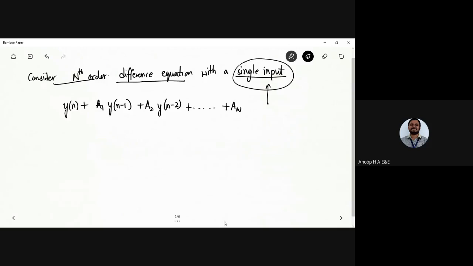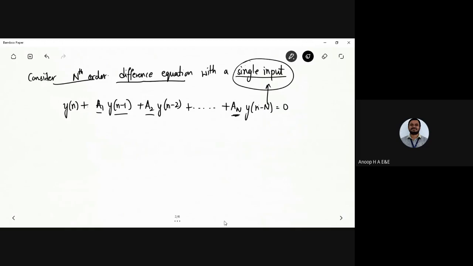So if I keep on extending, I can reach y of n minus N. So I can write it as y of n minus N equal to 0. The a1, a2, a3 up to aN are generally called constants that are present along with the output, that is y of n, in the discrete time domain.